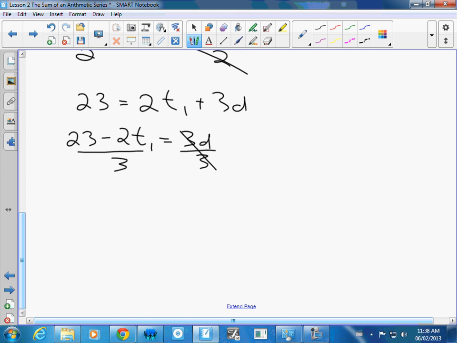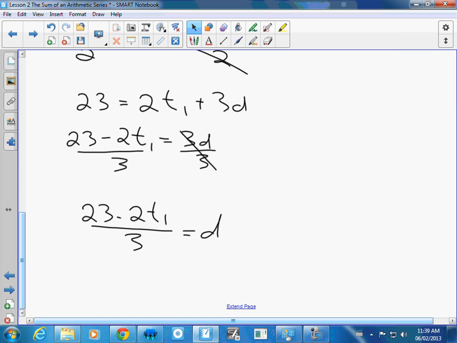Right? You don't want to do that. You don't want 23 divided by 3. It's a horrible number. And 2 divided by 3, 0.6 repeating? Oh, yuck. Okay, so leave it exactly like that. So you got the first equation equal to D. You got the second equation equal to D.